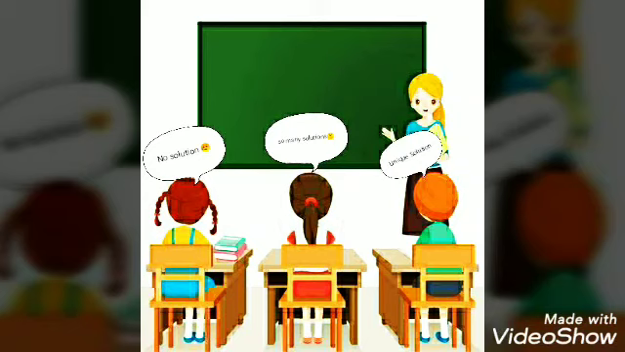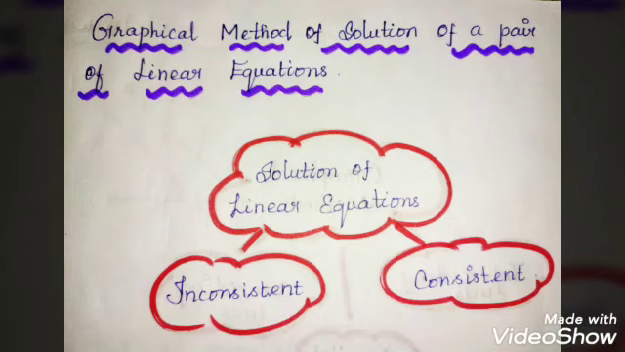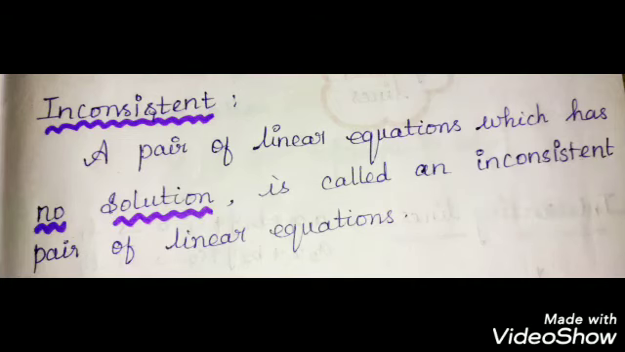And the madam told, "Yes, very good. All 3 of you got the correct answers." Yes, a pair of linear equations has 3 different kinds of solutions. First, the solution of linear equations. We can categorize this into two types. One is inconsistent, another one is consistent.